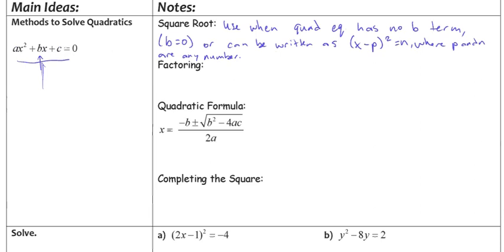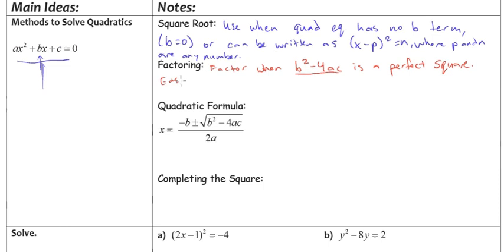So factoring. We can factor when b squared minus 4ac, which is known as your discriminant, is a perfect square. If it's a perfect square, then it is factorable. So for example, if your discriminant is 1, 4, 9, 16, 25, and so on. If it's a perfect square, then it's factorable.